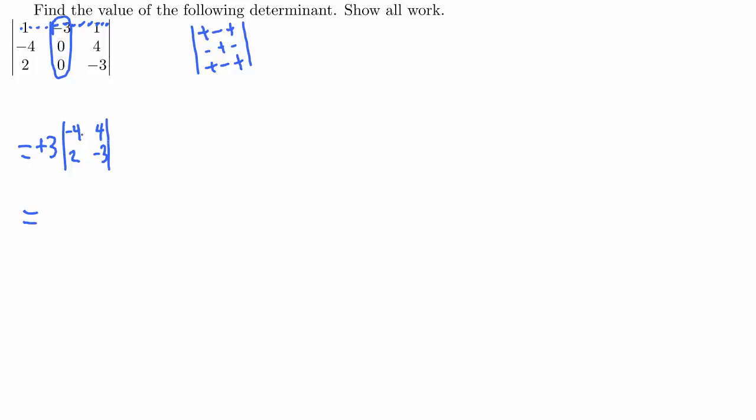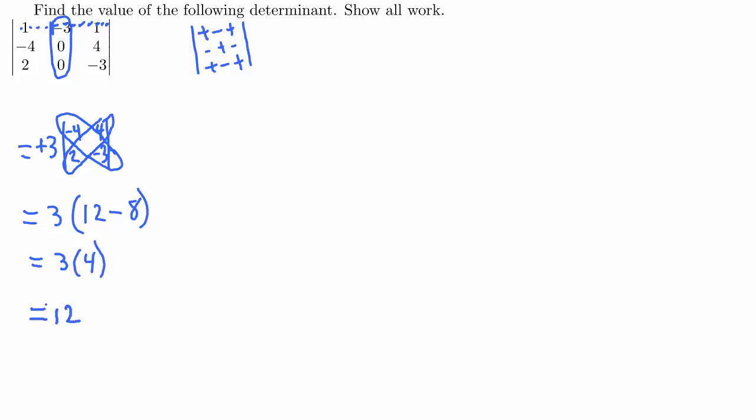Well, now the only thing that's left is to figure out this determinant. I have negative 4 times negative 3, the product of those two, is positive 12, minus 4 times 2, the product of those two is 8. So I'm left with 3 times 4, which is 12. So the determinant here is 12.